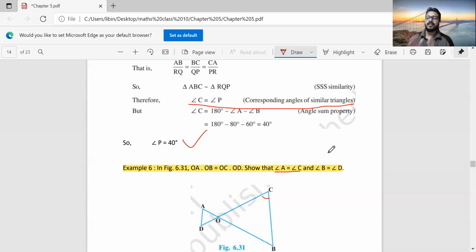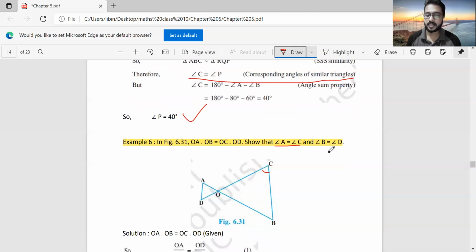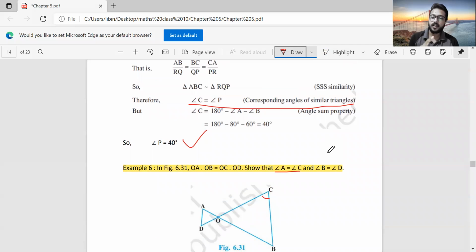And how can we prove it? First of all, we want to consider two triangles and prove that those two triangles are similar. So which two triangles should we consider? We should consider triangle OAD, and then we should consider triangle OBC. If these two triangles are similar, then their corresponding angles should also be equal, and thus we can prove this.